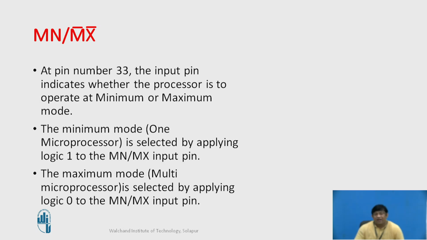Then MN/MX, pin number 33, which indicates minimum or maximum mode. At pin number 33, the input pin indicates whether the processor is to operate in minimum or maximum mode. The minimum mode, with one microprocessor, is selected by applying logic 1 to the MN/MX input pin. The maximum mode, with multiprocessors, is selected by applying logic 0 to the MN/MX input pin.